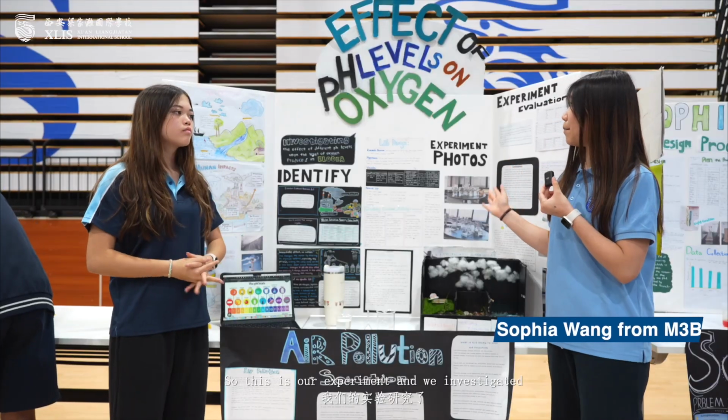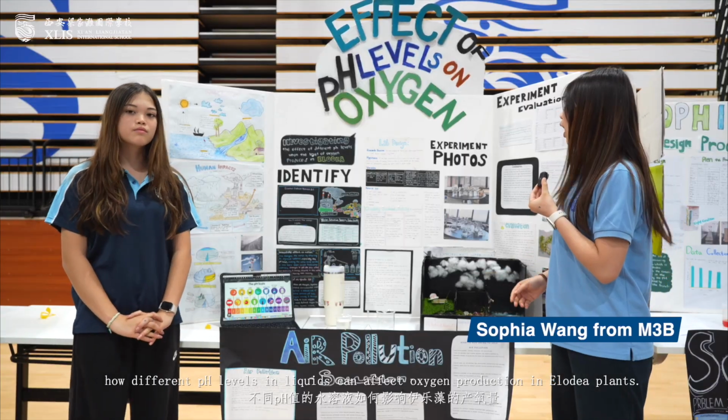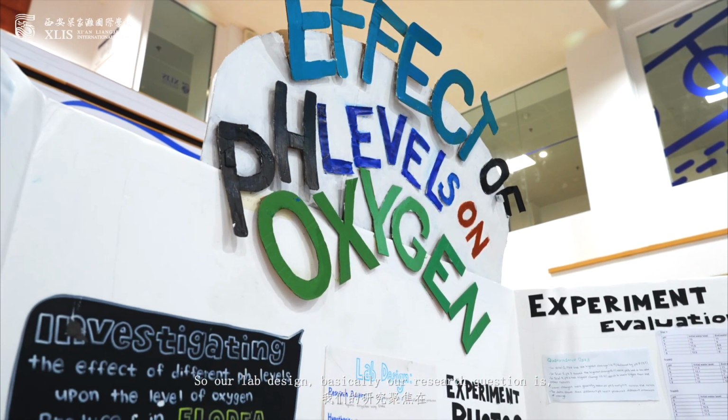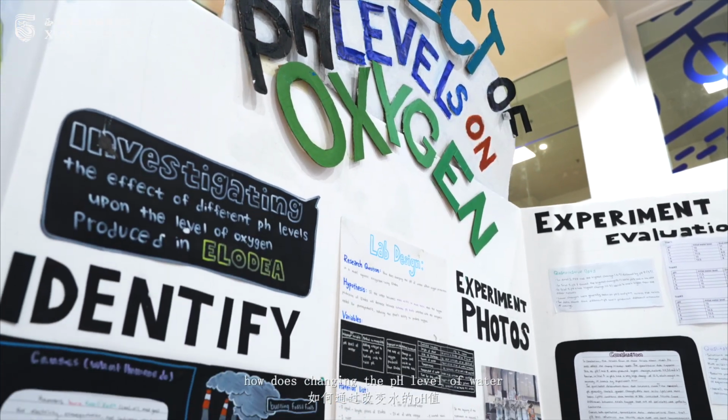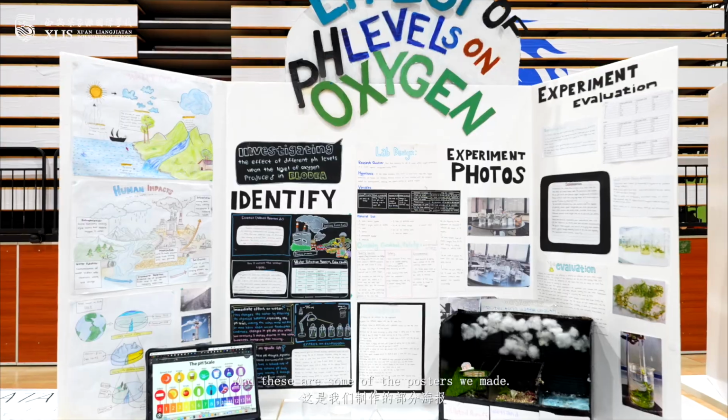So this is our experiment, and we investigated how different pH levels in liquids can affect oxygen production in the Elodea plant. Our research question is, how does changing the pH level of water affect oxygen production in a model aquatic system using Elodea? And these are some of the posters we made.